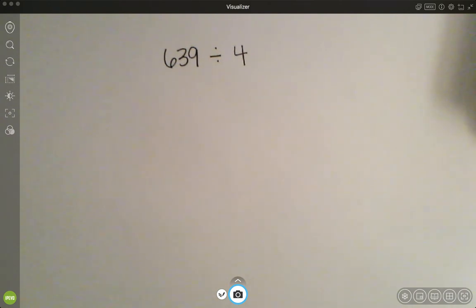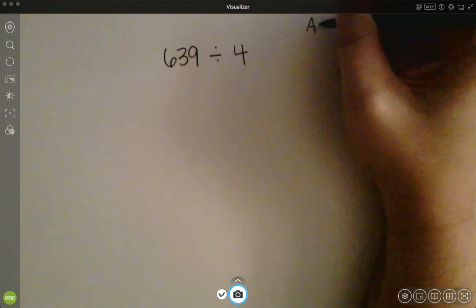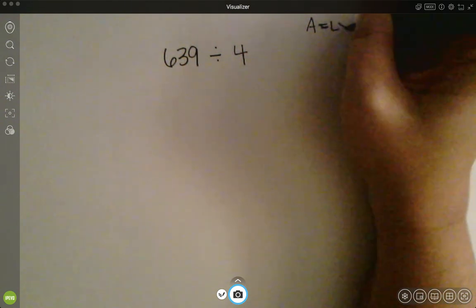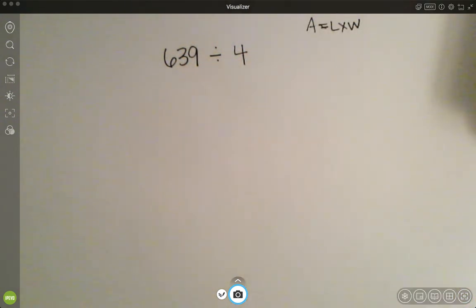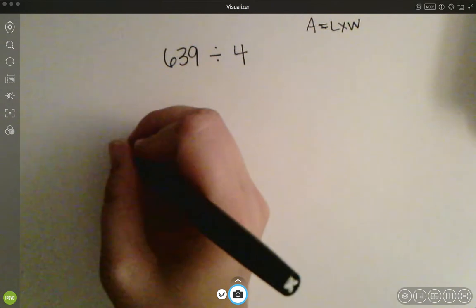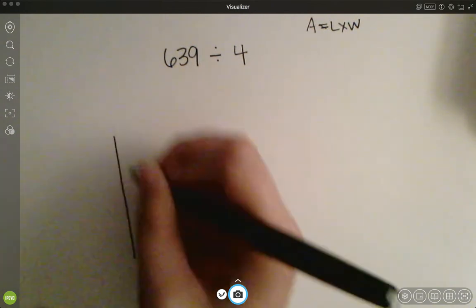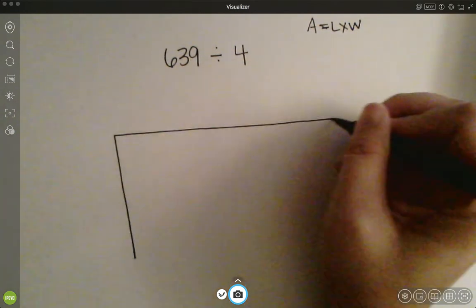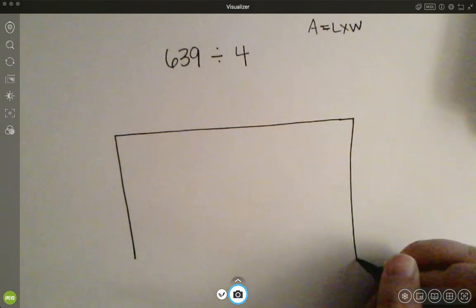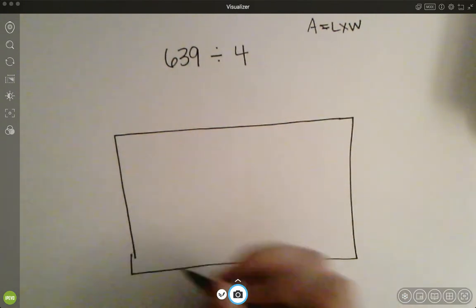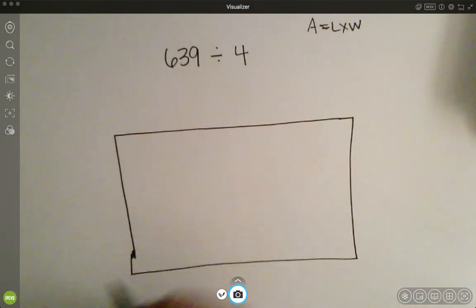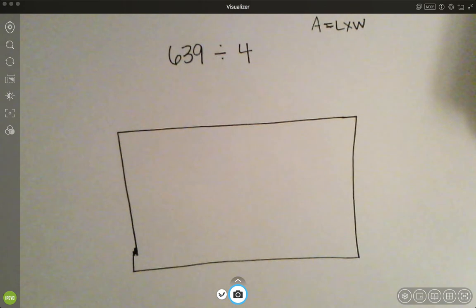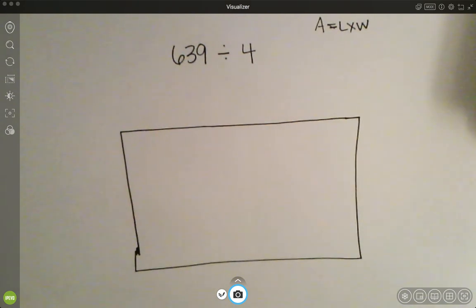Okay, so when we multiply, remember we said, hey, well, I know area equals length times width. So we use these area models to help us multiply. And so we literally take the two factors and put one is the length, one is the width. Well, when we're doing, that's a terrible rectangle, y'all. When we're doing division, we can basically do the same thing, but just a little backwards.